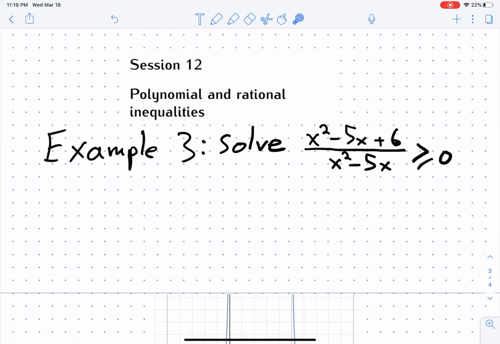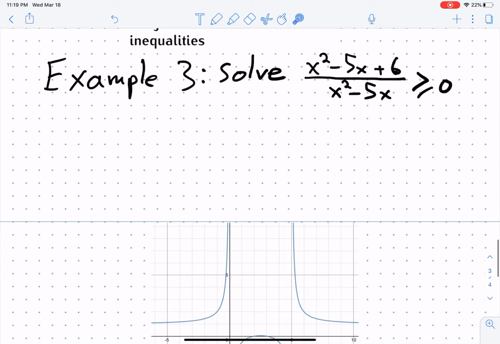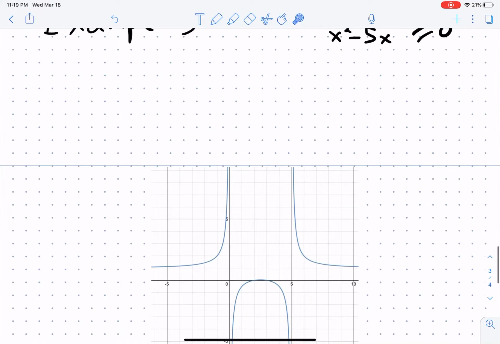So the idea that we're going to use here is quite similar to the idea that we used before, but with one more thing to be aware of. So in order to point that out, I'm going to show you the graph. That will sort of give away the answer in a certain sense, but the key is how are we going to work with the algebra, with the equation, or with the inequality to find the same answers that we can see in the graph.